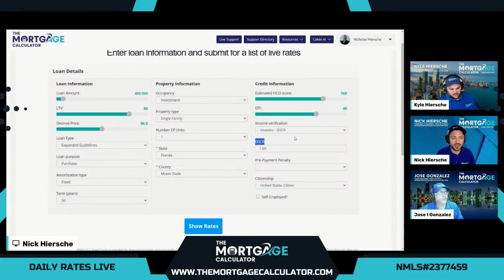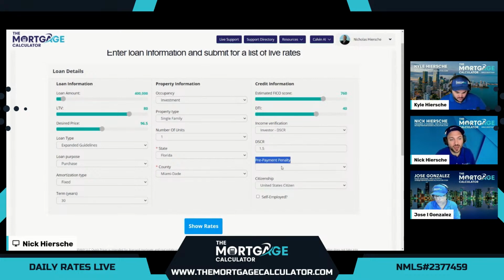If the estimated rents can cover the PITIA of the mortgage, aka the property cash flows, that's a ratio of 1 or higher. We also have options for ratios under 1 where the property may not quite cash flow. For the demo, we'll put 1.5 so that all the programs pop up here.